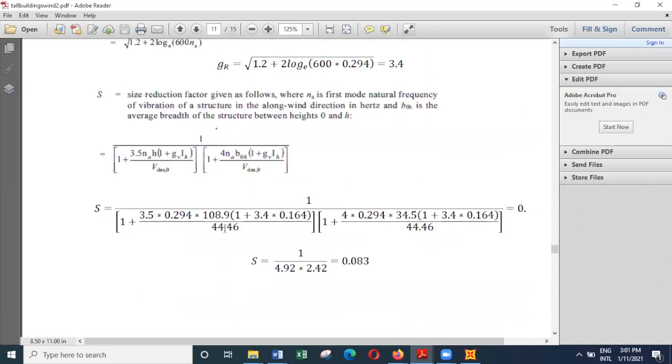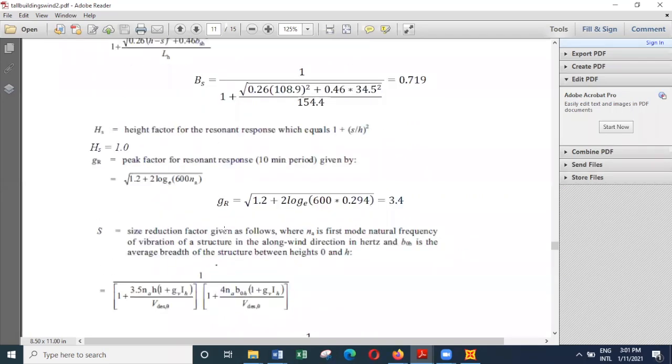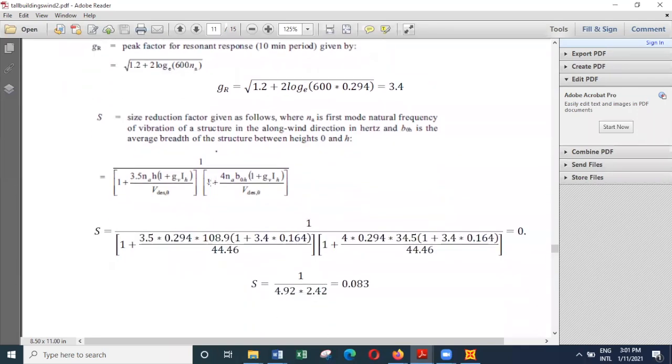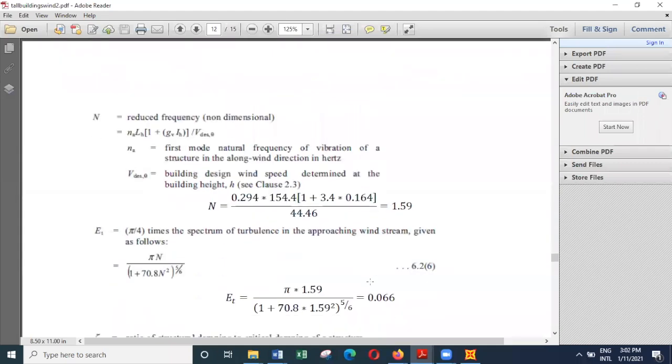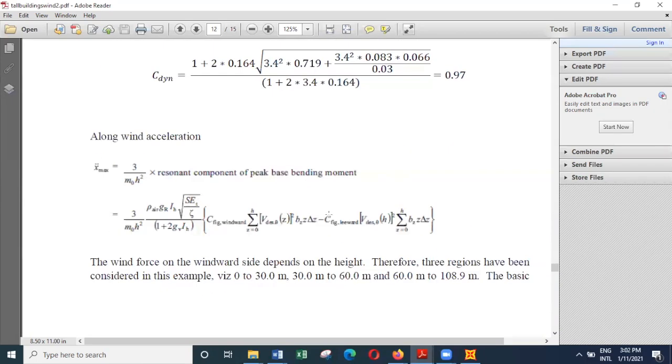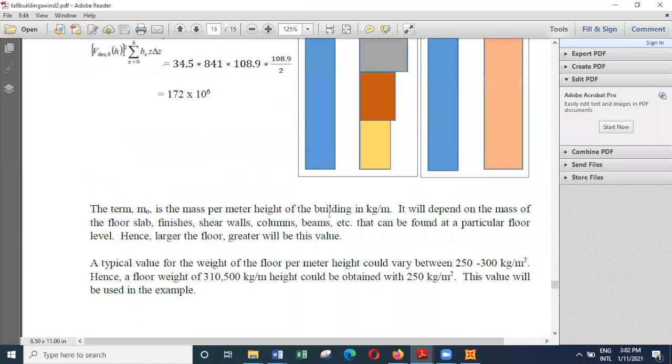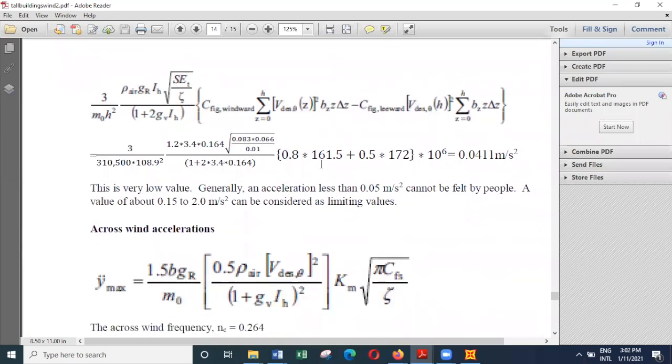I have used the same values like S and B. BS is okay. GR doesn't depend on the velocity, but this depends on the velocity. So I think I should have actually calculated S again, that I haven't done. So I have used this S value 0.083, and N also should have been calculated. So I think I have not done that. I used the above values.